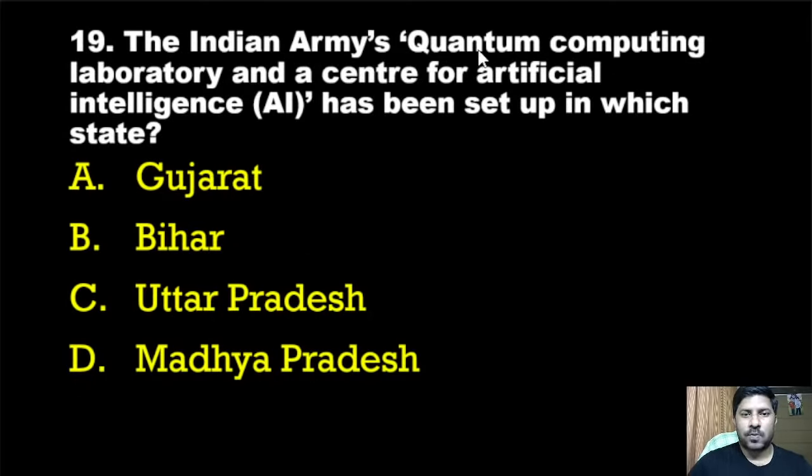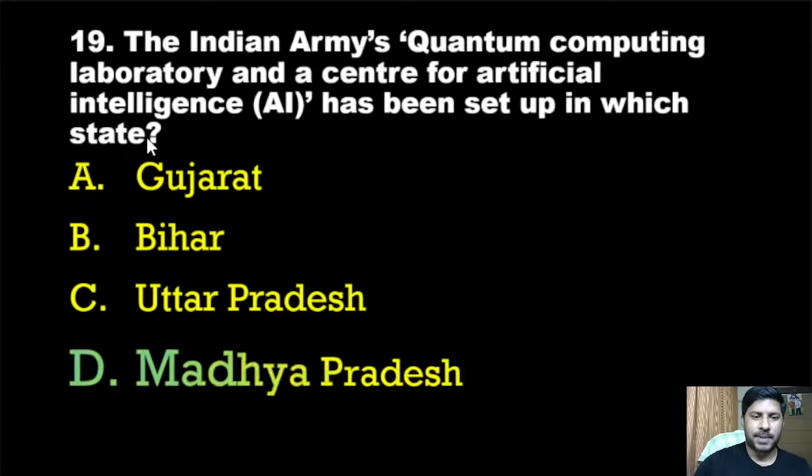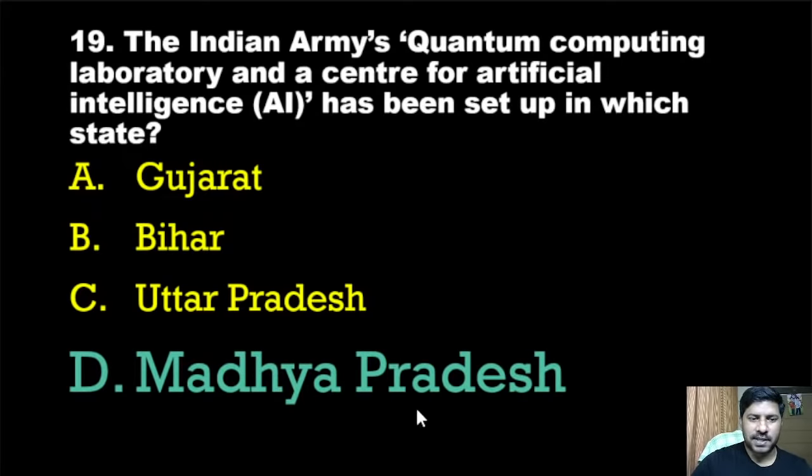The Indian Army's Quantum Computing Laboratory and a Center for Artificial Intelligence has been set up in which state? Gujarat, Bihar, Uttar Pradesh, Madhya Pradesh. Correct answer is Madhya Pradesh. It is located in Madhya Pradesh.